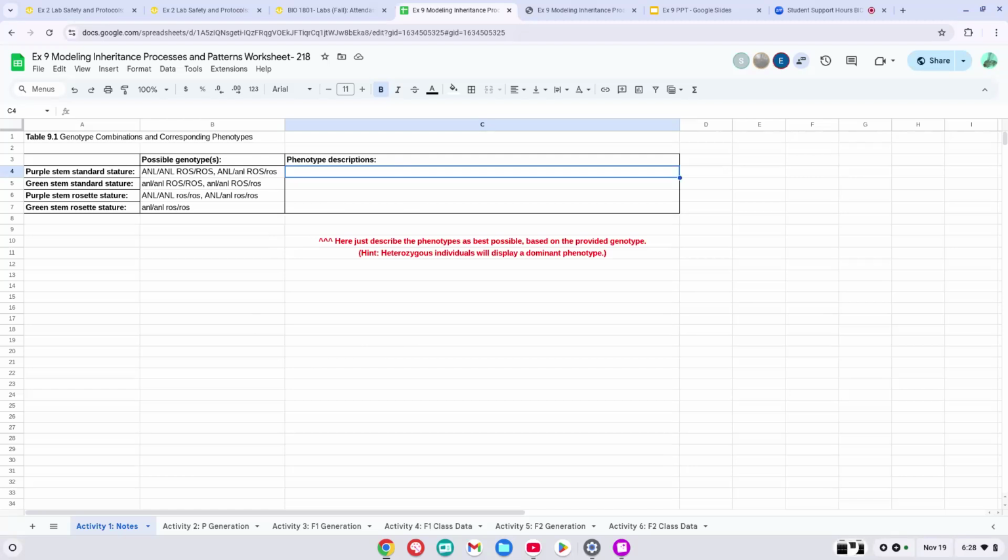What we're looking for, to give you a shot at answering this, is that even though we have heterozygosity for these dominant traits, they're still being displayed the same as the purple stem and standard stature, right? And you'd want to say that these guys are homozygous dominant and they also are purple stem and stature. So we'll do this first one together, right?